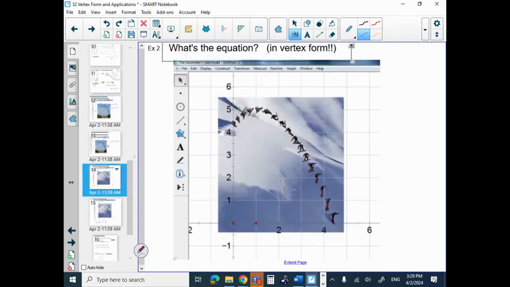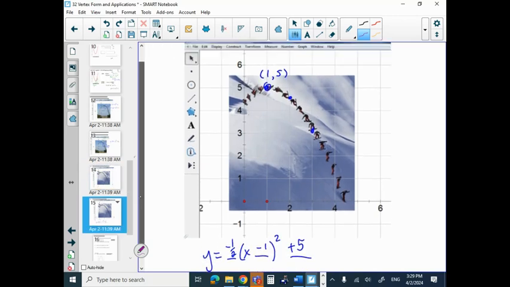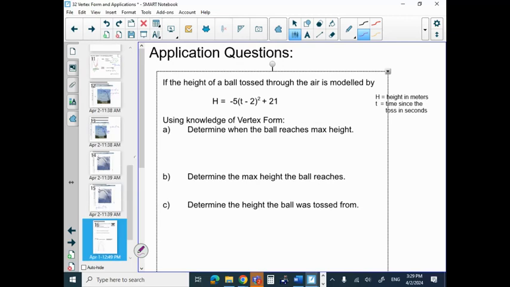This one here, same deal. If you look at where the vertex is, it looks like it's over 1, up 5, and approximate the stretch value and the shift value and so on. You'll get an equation just like that for this one as well. So you do that on your own, check your work and so on.